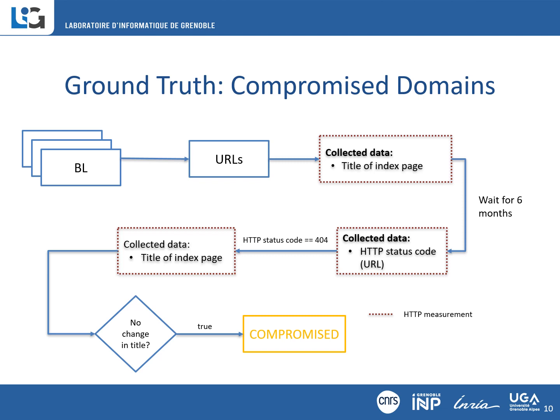After 6 months, we visit the reported URL and only keep those that return the 404 HTTP status code, indicating the malicious content was removed but the domain remained active. We again collect the title of the website hosted at the apex domain. Domains whose title did not change during 6 months are then labeled as compromised.